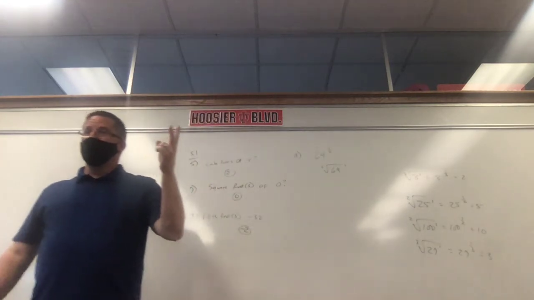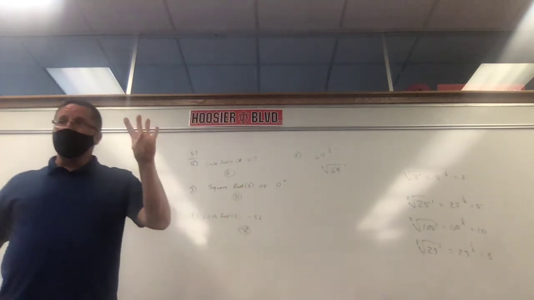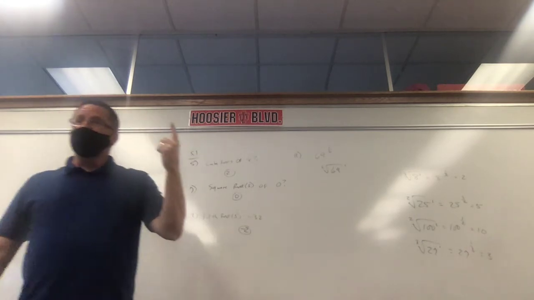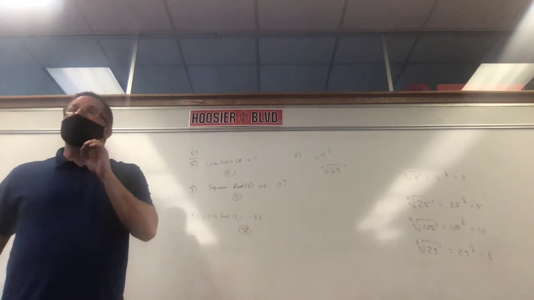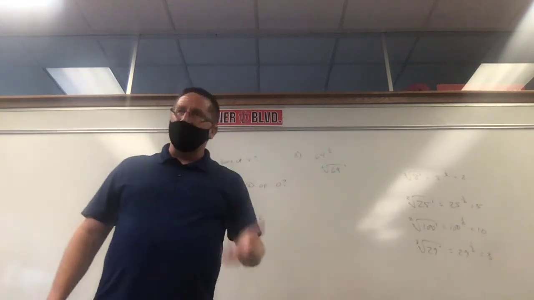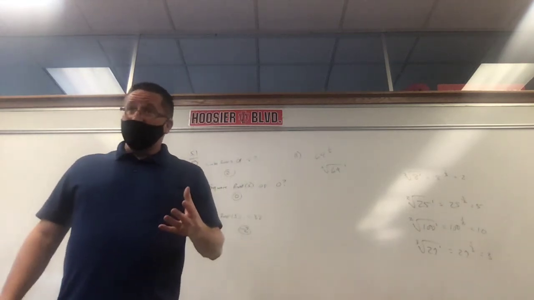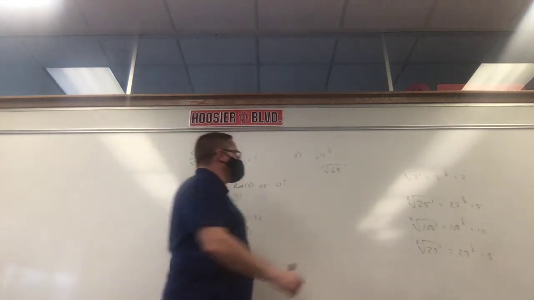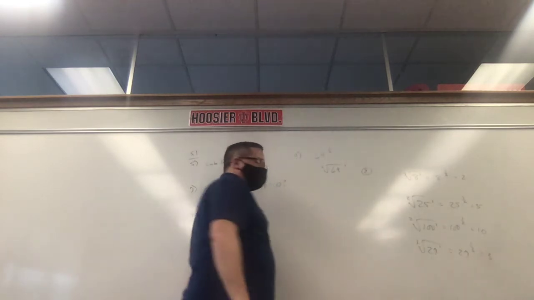2 times 2 is 4. Times 2 is 8. Times 2 is 16. Times 2 is 32. Times 2 is 64. Now, negative 2 times negative 2 times negative 2 also gives 64, but we want the positive 6th root. So it's just 2. Okay?